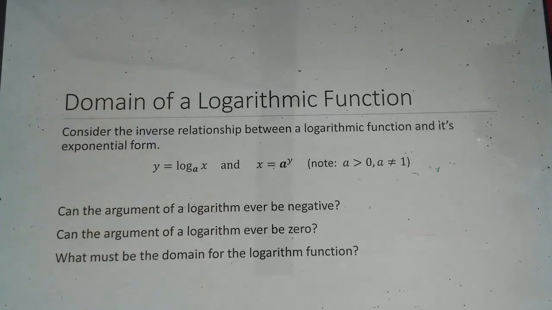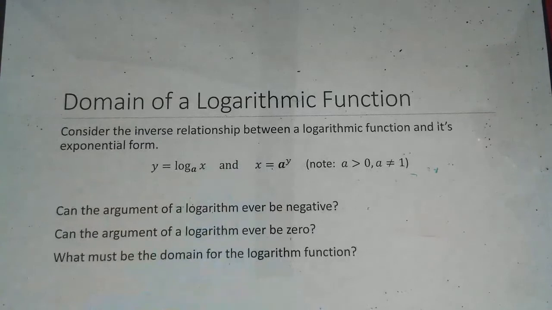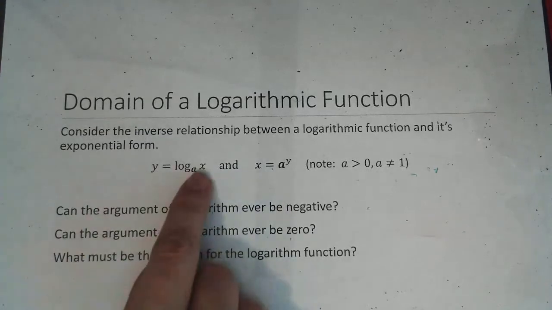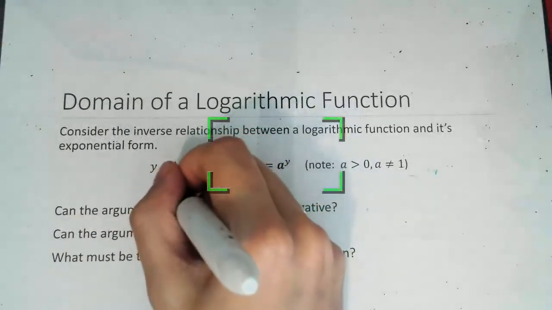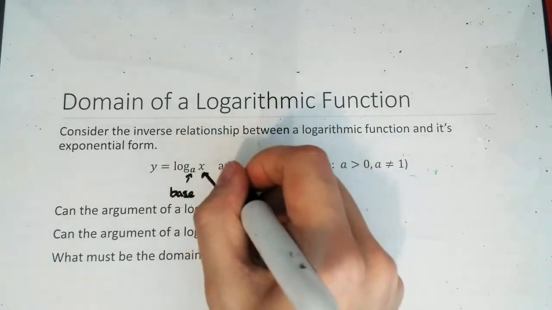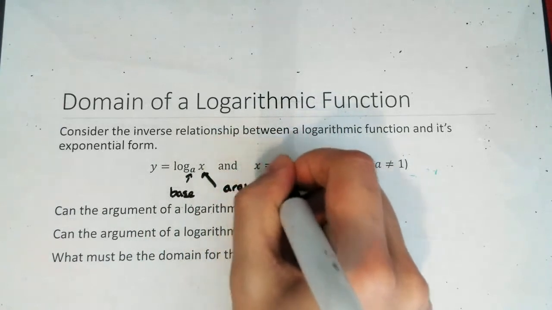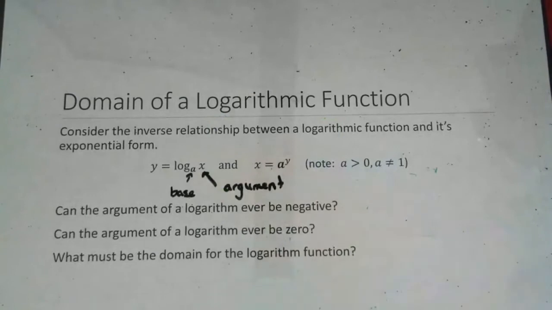So we're going to consider the inverse relationship between a logarithmic function and its exponential form. These two mean the exact same thing. This x here, the thing that comes after the base, so this a is the base, this x is called the argument. Well, that argument is the answer or the result of an exponential function.